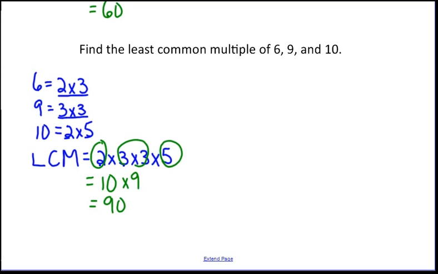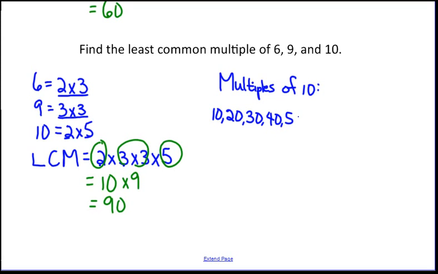The other method will be listing the multiples, and I am going to just list the multiples of 10 because it is my largest number that I have to worry about. 1 times 10 is 10, 2 times 10 is 20, 3 times 10 is 30, 4 times 10 is 40. Let's just go on and list quite a few multiples because we are unsure at this time just how far we need to go.